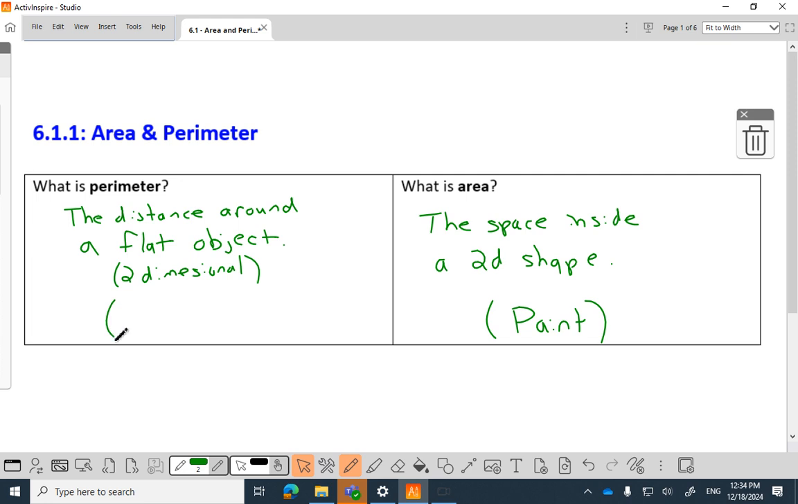Anybody have an application of perimeter? When would you care about the perimeter? When would you go around? Fence is one. Again, this is why I said this lesson might be sort of easy to many of you because you may have seen this before. Once I start talking, you're like, I know what you're referring to.